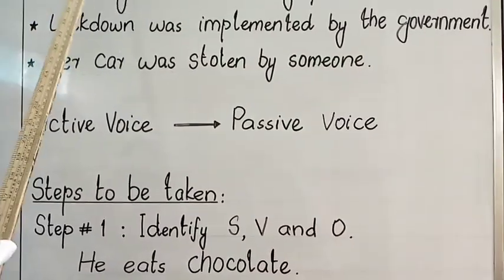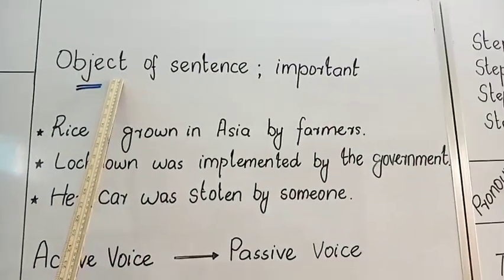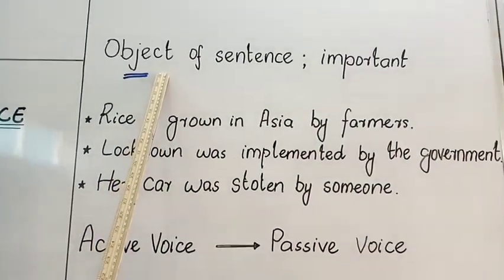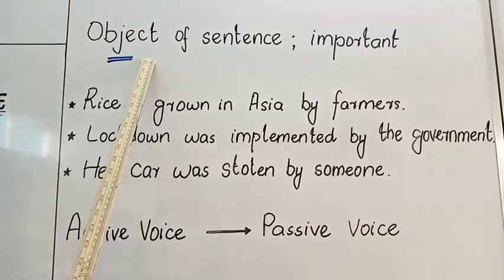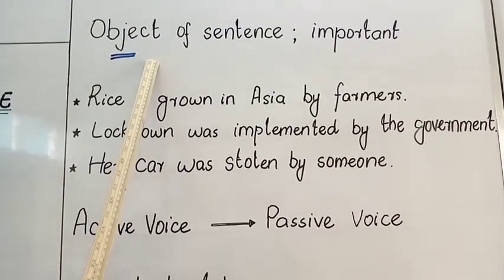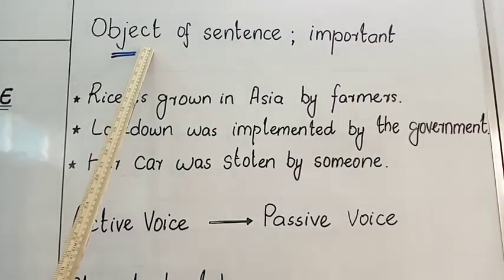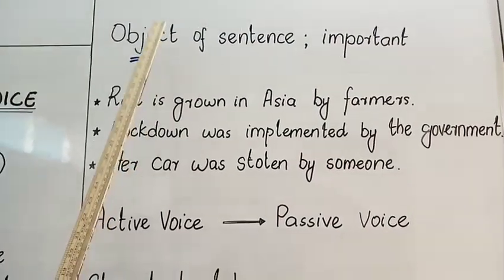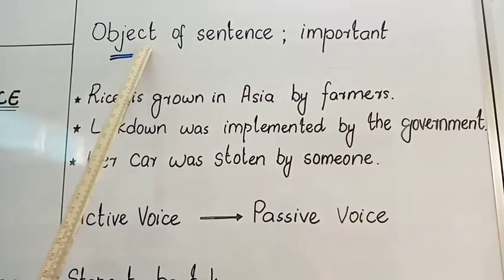So when the object of sentence is the most important part of the sentence, so we write the sentence in पैसिव वॉइस. जब सेंटेंस का ऑब्जेक्ट सबसे अहम हिस्सा होता है तो फिर हम उस सेंटेंस को पैसिव वॉइस में लिखते हैं.